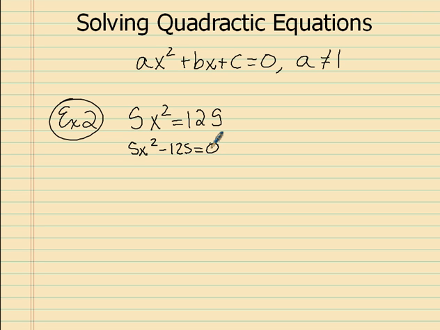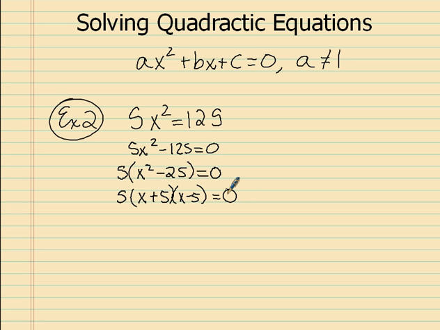Now, again, I always want to check for my greatest common factor, and in fact, 5 goes into both of these terms. So I have 5 times x squared minus 25 equals 0. Now, don't forget the 5 out in front. Make sure you have that. When you factor it, you should recognize this to be x plus 5 and x minus 5. Again, keeping the equals 0 there.